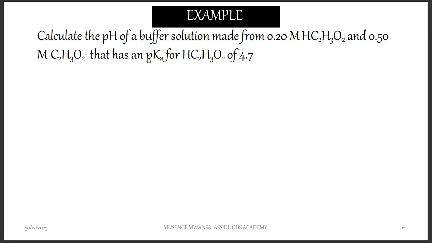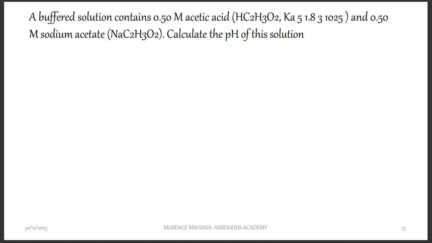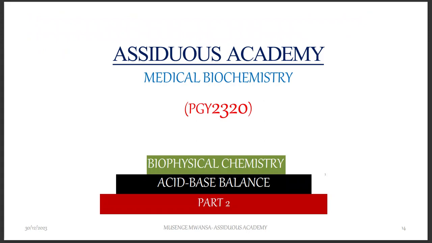And then we've been told that the pKa is 4.7. So all you do is pH is equal to pKa, which is 4.7, plus log the concentration of the base, that is 0.5, over the concentration of the acid, that is 0.2. Punch that on the calculator to give you the answer. Same way with this one, you can also work it out.